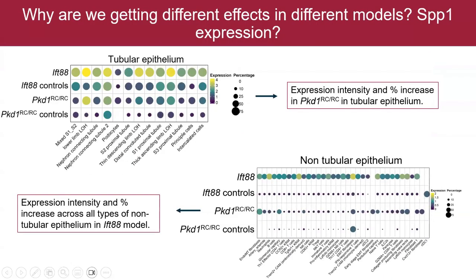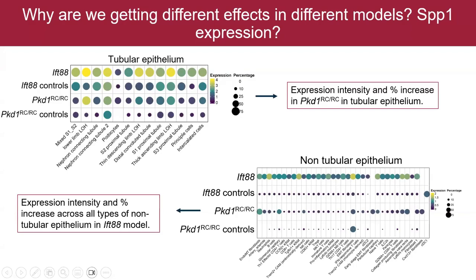Well, to answer this, we went back to our single cell sequencing data and looked at the expression in our tubular epithelium and non-tubular epithelium. And what we see is that in the IFT88 models, our tubular epithelium signaling doesn't seem to be changing that much, whereas in our PKD1 RCs, it does look like we're getting both an increase in signaling intensity as well as an increase in the percentage of cells expressing SPP1.